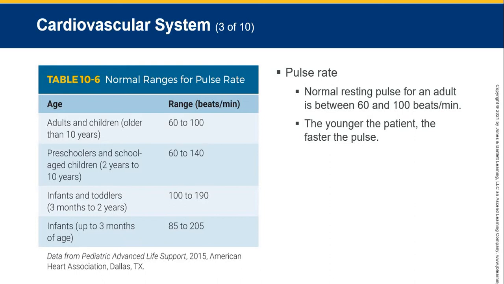The same with preschoolers, 60 to 140, so 2 to 10 years old. By the time they're 10 years old, they usually don't go up to 140, they might go up to 110, something like that. And then infants and toddlers, 3 months to 2 years, are regularly above 100. All right, the younger the patient, the faster the pulse, and you should know the normal adult pulse rate.